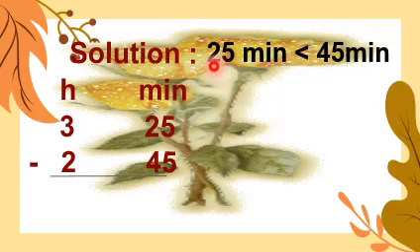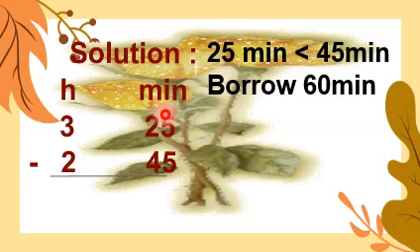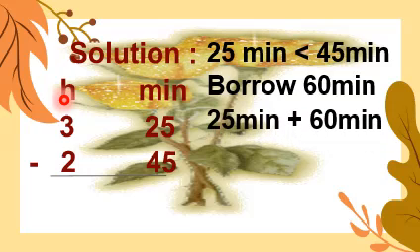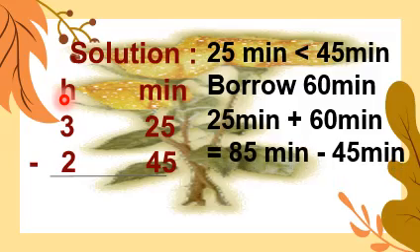You can see 25 is less than 45 and we cannot subtract the greater minutes from the smaller minutes. So what do we do? We borrow 1 hour or 60 minutes from the hours column. When we borrow 60 minutes, then these 60 minutes will be added in 25 minutes. Then the sum of 60 and 25 is 85 minutes.